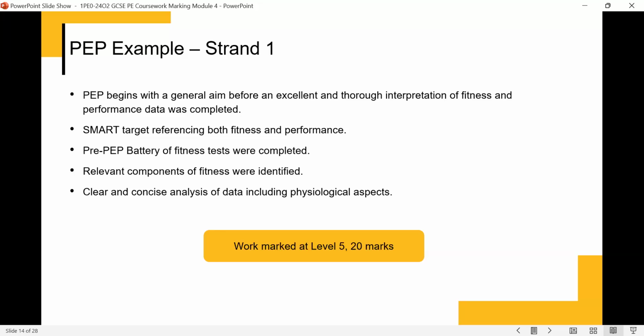Within the example, it's clear that this work clearly meets the criteria for level 5, strand 1, with 20 marks awarded. So in this case, the moderator has gone with what the teacher assessor has given.